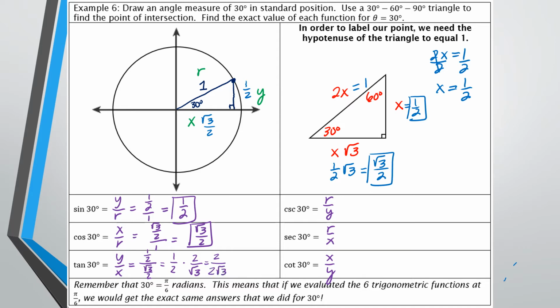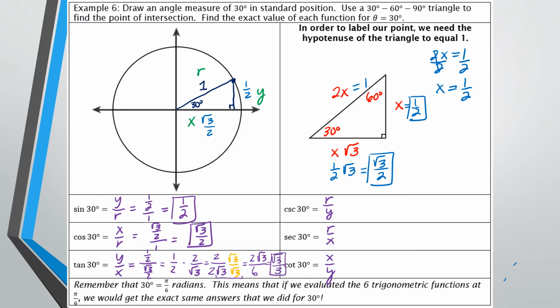I have to rationalize the denominator, so I'm going to multiply by the square root of 3 over the square root of 3. So I'm going to end up with 2 times the square root of 3, and then the square root of 3 times itself is 3, and 2 times 3 is 6. And then there's one more thing I can do, which is to simplify 2 over 6. That would reduce to 1 over 3. So my final answer here would be the square root of 3 over 3.